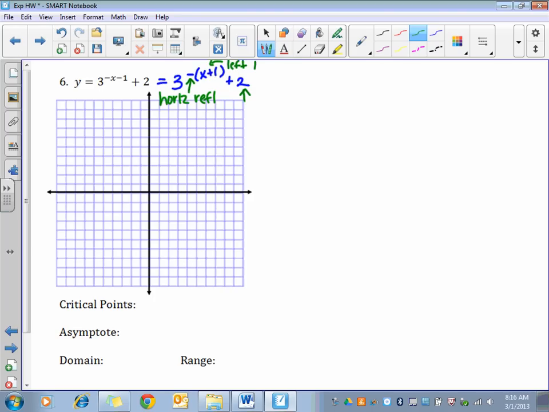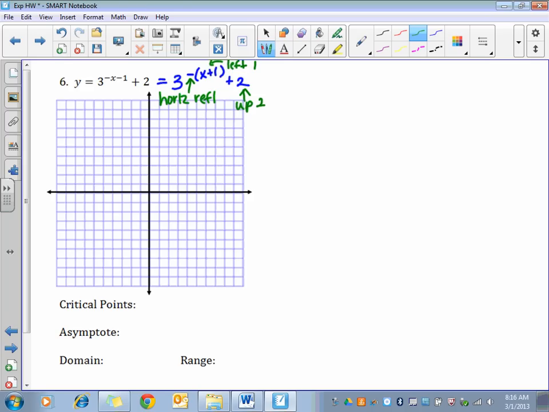The 2 is not in the parentheses, or it's not in the argument of the exponential function. So this is actually just a translation up 2. It affects the y-coordinate. There's many ways that you can solve this. You could actually plug in numbers for x and then just graph it.